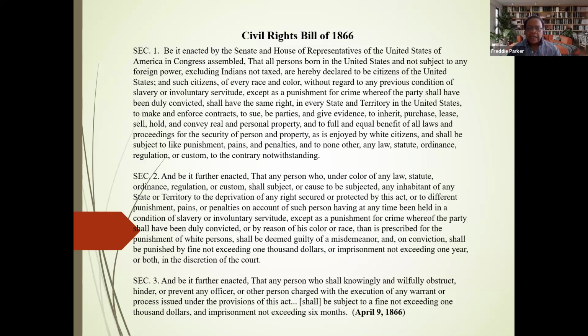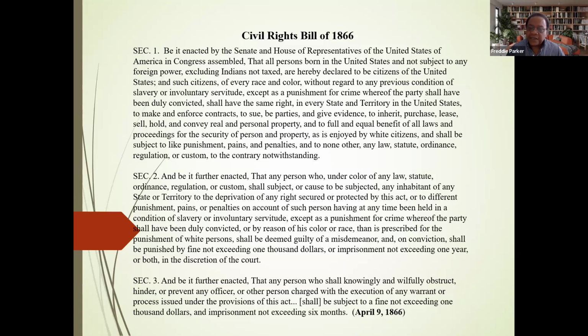The second part, be it enacted that any person who under color of any law, statute, ordinance, regulation, or custom shall subject or cause to be subjected any inhabitant of any state or territory to the deprivation of any right secured or protected by this act, or to different punishment, pains, or penalties on account of such person having at any time been held in a condition of slavery or involuntary servitude, except as a punishment for crime whereof the party shall have been duly convicted, and so forth and so on. And on conviction shall be punished by fine not exceeding $1,000, or imprisonment not exceeding 1 year, or both in the discretion of the court.